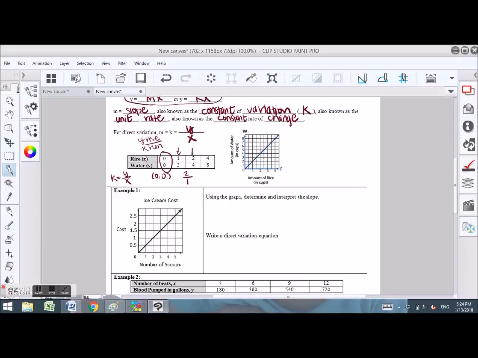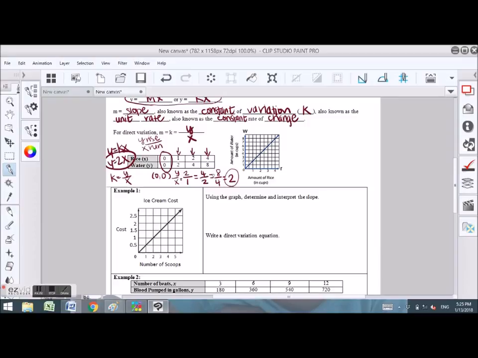Y over x would be 2 over 1. Okay, and if we look at this one over here, we see y over x would be 4 over 2. And this one, y over x is 8 over 4. Now, all of these ratios, y over x, simplify down to 2. So k equals 2. If we are to write a direct variation equation from this, it would simply be, remember, we have y equals kx. Well, if k equals 2, then our equation is y equals 2x.